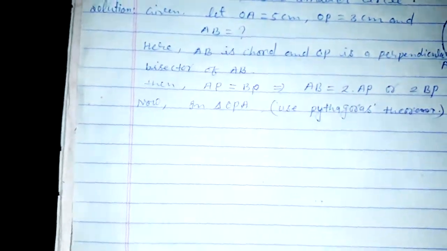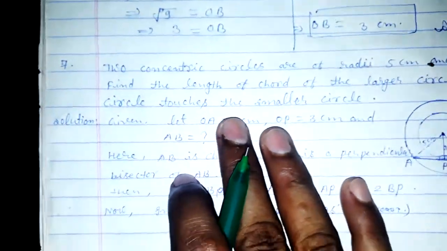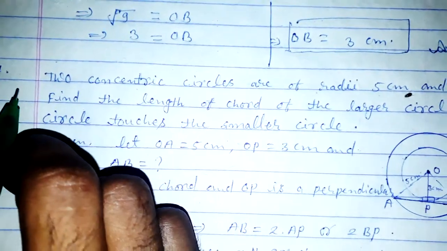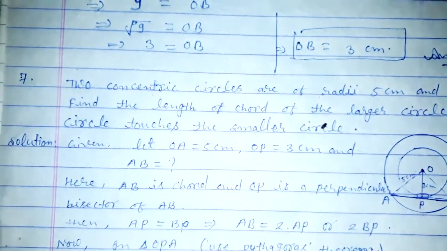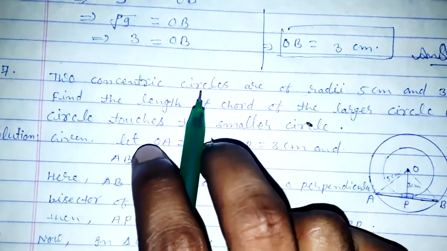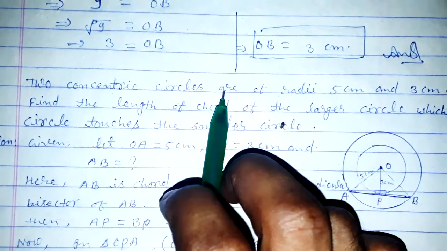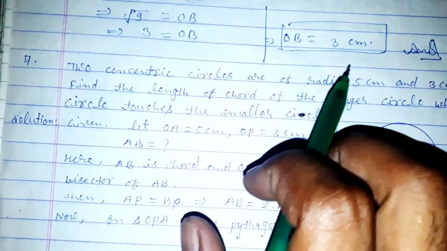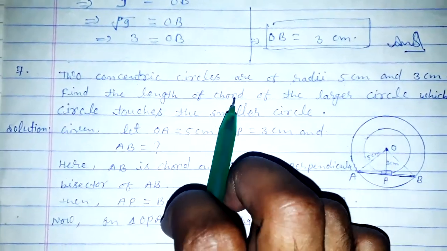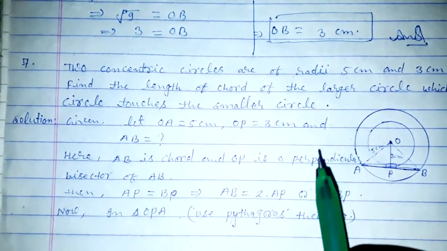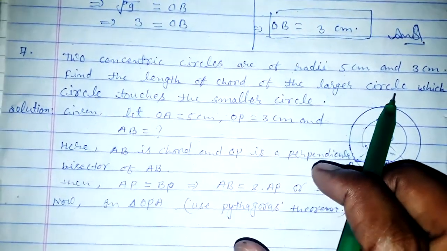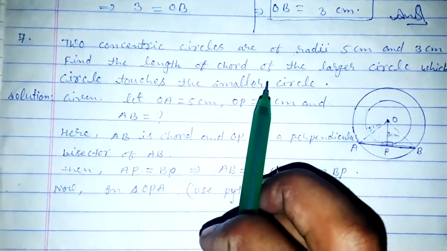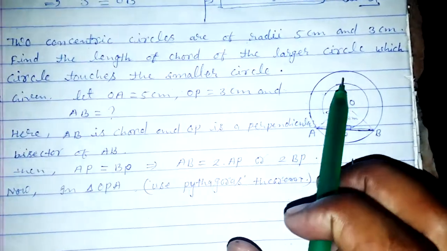Next question is the 7th question. Two concentric circles are of radius 5 centimeter and 3 centimeter. Find the length of the chord of the larger circle which touches the smaller circle. So here draw a figure.